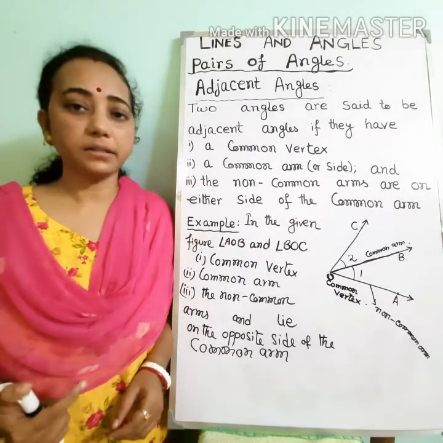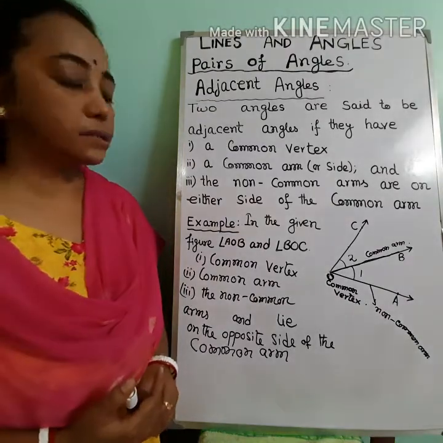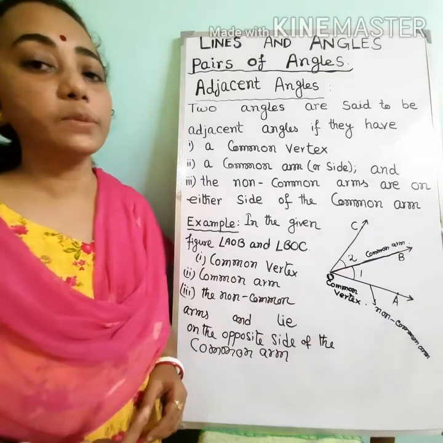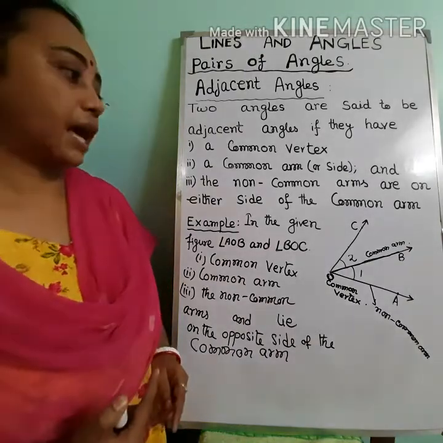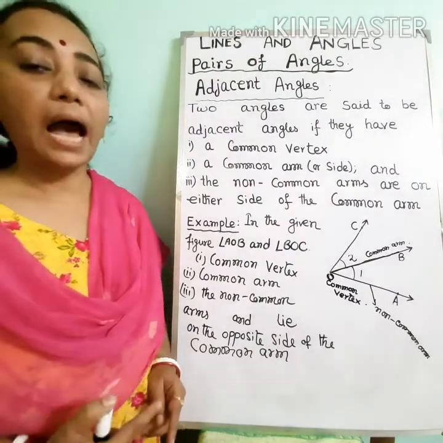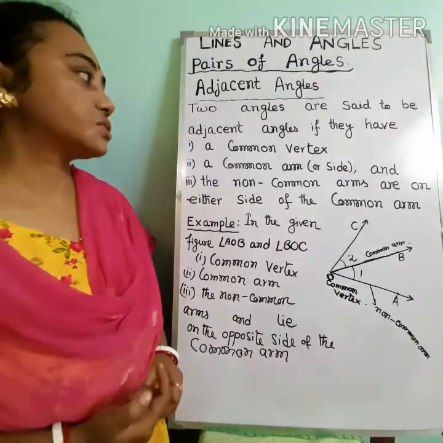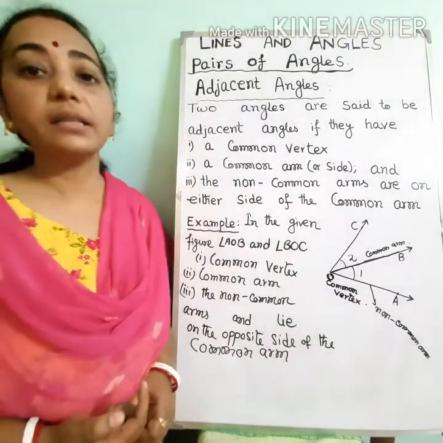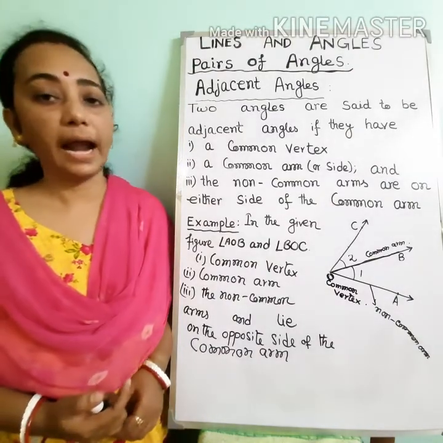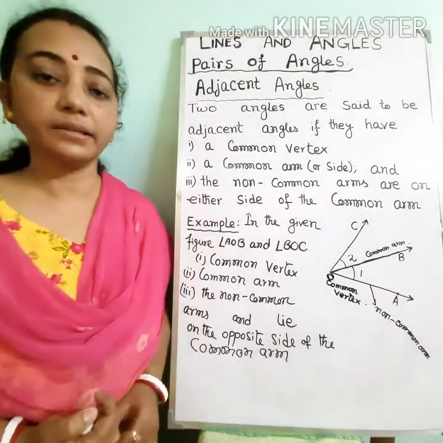Two angles are said to be adjacent angles if they have a common vertex, if they have a common arm, and the non-common arms are on either side of the common arm. That is, the non-common arms lie on the opposite sides of the common arm. If these three conditions are satisfied, then we say that the two angles, or the pair of angles, are adjacent angles.